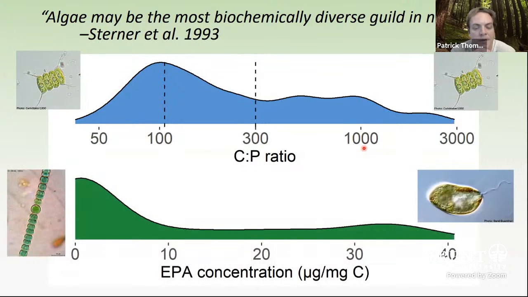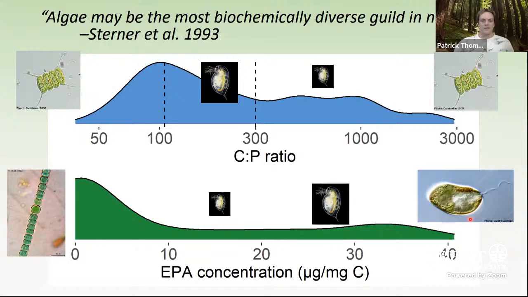At the same time, there's really huge variation in fatty acid concentrations. For example, EPA, one of the most important omega-3 fatty acids, can vary between 0 and a lot. In cyanobacteria, you'll have near 0 EPA, and in cryptophytes, you'll have really high EPA concentrations. And this has really broad implications for zooplankton production. With phosphorus limitation, zooplankton have really poor growth, and with fatty acid limitation, they can also have pretty poor growth.